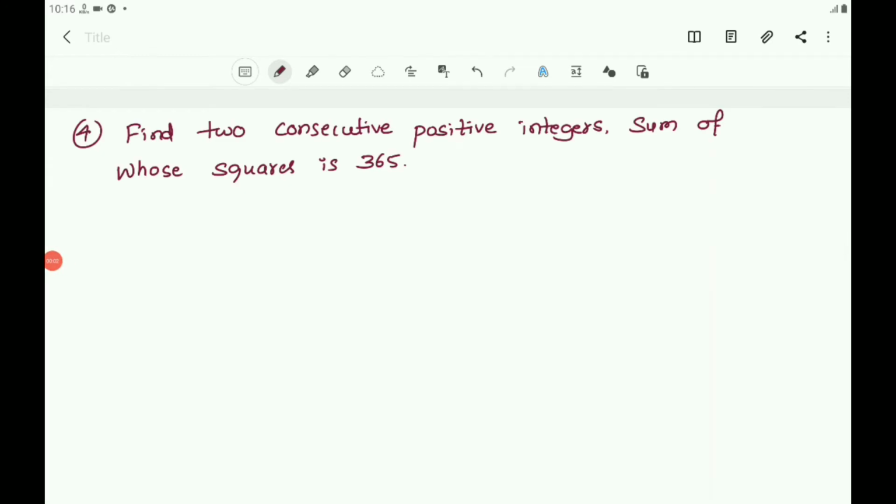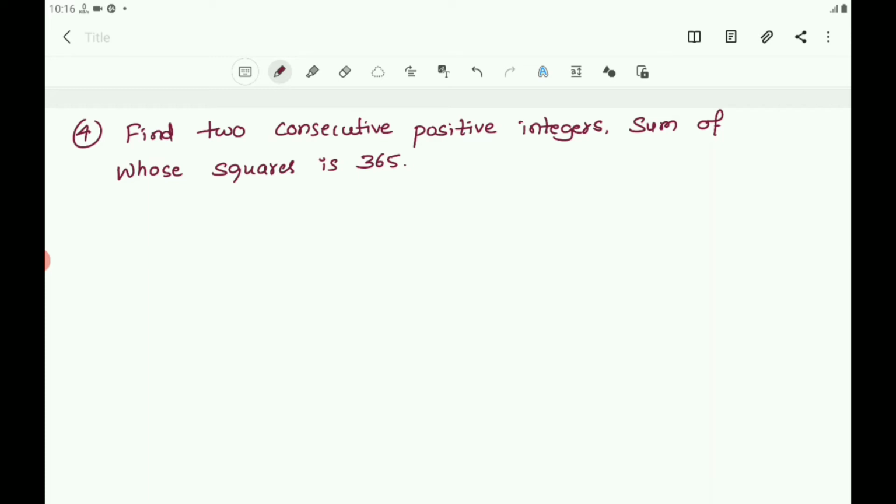Next, fourth question. Find two consecutive positive integers, the sum of whose squares is 365. Here the word is consecutive. Consecutive means the numbers which come one after the other; the difference between them is 1.